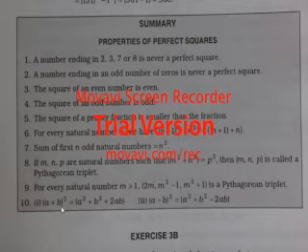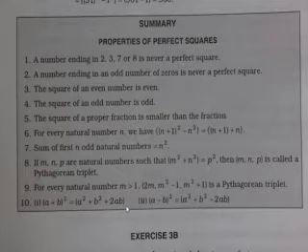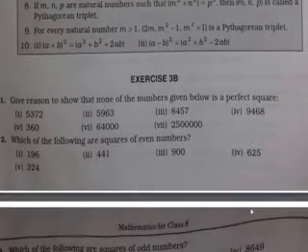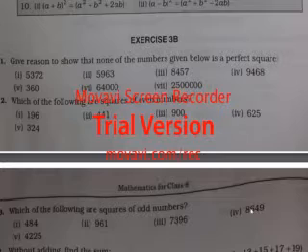Now, question number 10: (a+b)² is equal to a² + b² + 2ab, or you can say a² + 2ab + b². (a−b)² means a² + b² − 2ab, or a² − 2ab + b². Okay, now here comes the exercise.